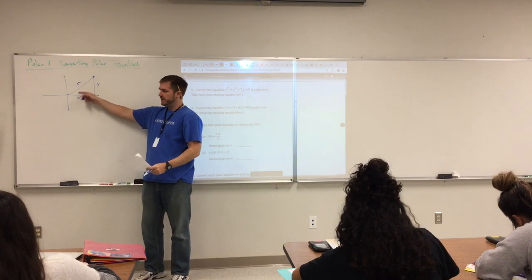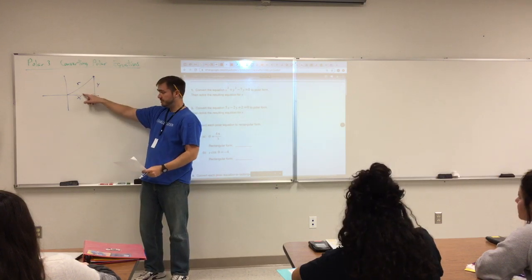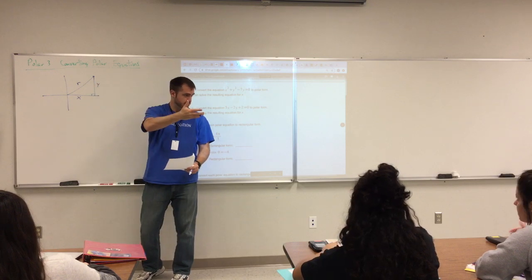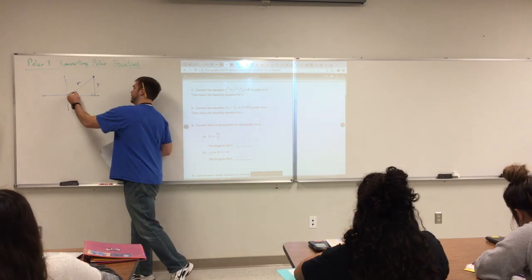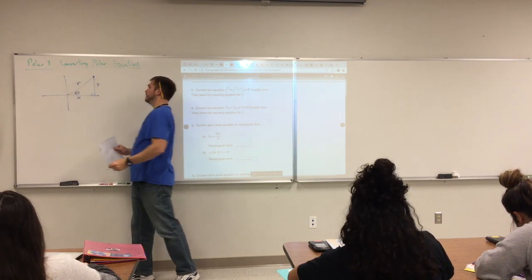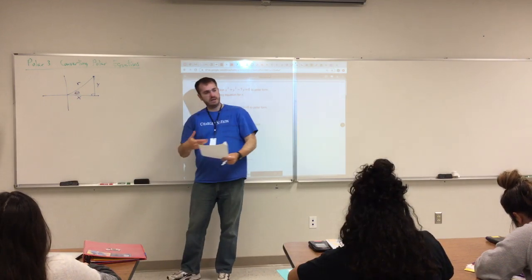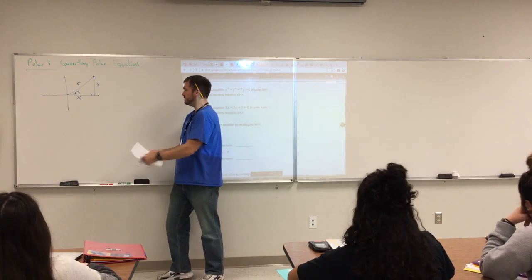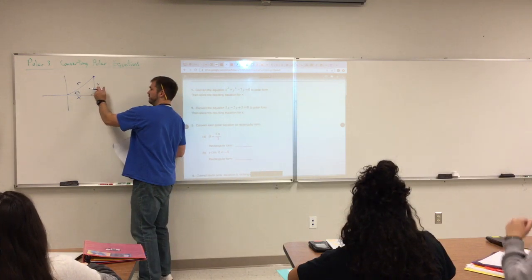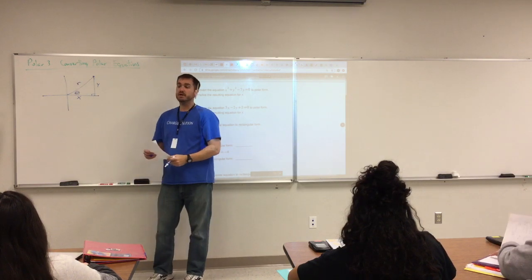What am I going to label this angle coming up from the positive x-axis? Theta. And then all of our equations which relate x and y to r and theta. So somebody tell me, how do I get x and y related to r?